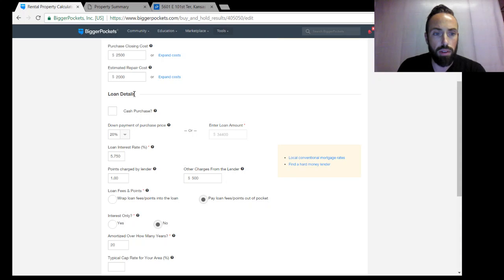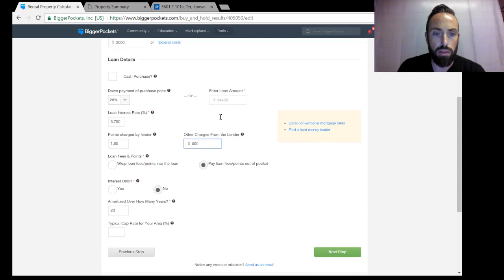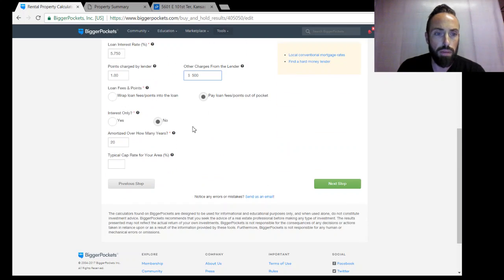You've got a place to put all your loan information in here. Down payment. On an investment-only property, you're just about always going to be 20%, so I've got 20% down here. Loan interest rate. We're with a commercial loan on this one, and our rate is 5.75, and then our lender charges 1 point. I also have $500 in here, other charges from lender, and that was to cover the appraisal.